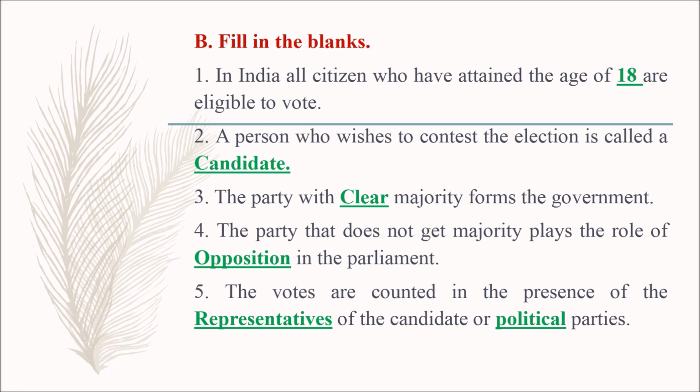Question number 4. The party that does not get majority plays the role of dash in the parliament. So the correct answer is opposition. Question number 5. The votes are counted in the presence of the dash of the candidate or dash parties. So the answer is representatives, political.